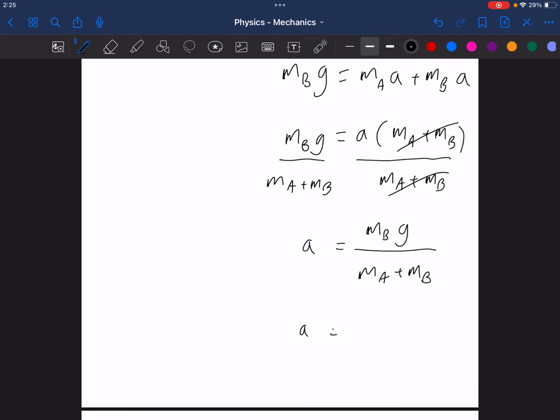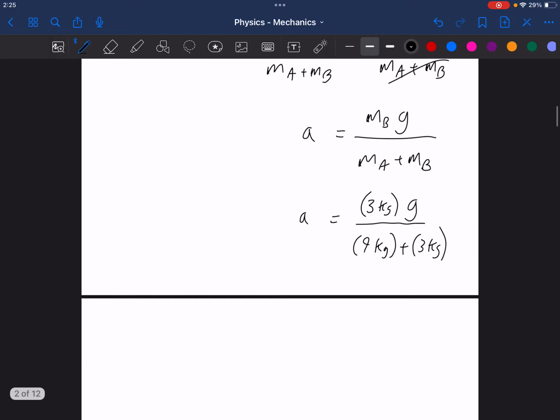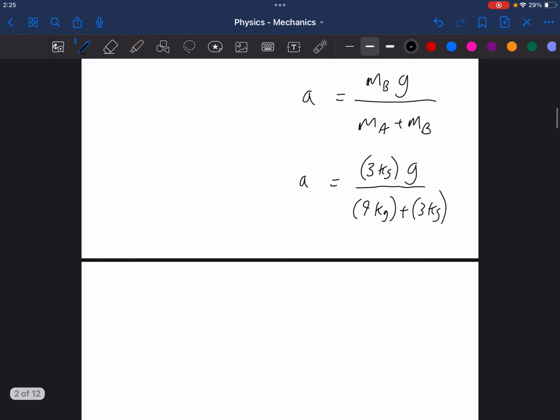I know the mass of B is 3 kilograms. I know what g is. I know it's 9.81 meters per second squared. For now, I'll just keep it as g. You'll see why in a moment. I know the mass of A is 9 kilograms. I know the mass of B is 3 kilograms. So when I plug in, I get 3 divided by 12, or 1/4. So the acceleration of the system is going to be 1/4 of g, 1/4 g, 0.25 times g.